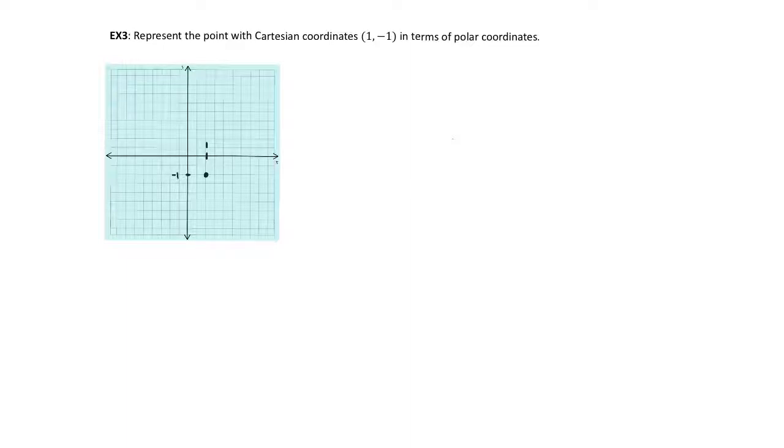Now I want this point represented in polar form. That means that I need to figure out r, which is the distance from the origin to the point, and I also need to find theta right here. Now please know that it's okay for theta to be positive, but it's also okay to have a negative theta, clockwise. Positive or negative, that's okay, as long as theta is in standard position. In other words, it's being measured from the positive x-axis or from the polar axis.